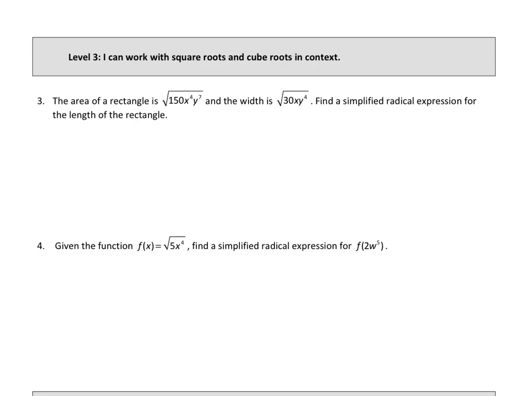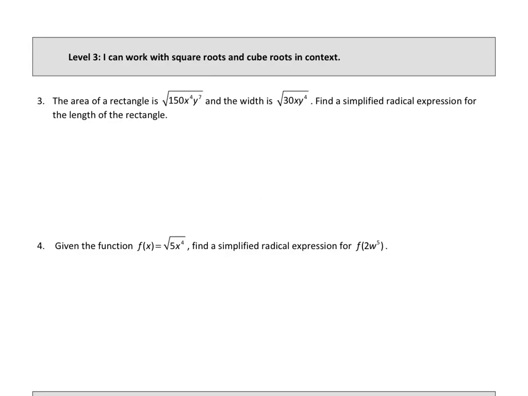Alright, in level 3 we're going to do some similar work with the radicals and variables. We're going to do them in terms of a more complicated problem or in some contextual problem. So in the first one, we're told to find the length of a rectangle given the area and the width.